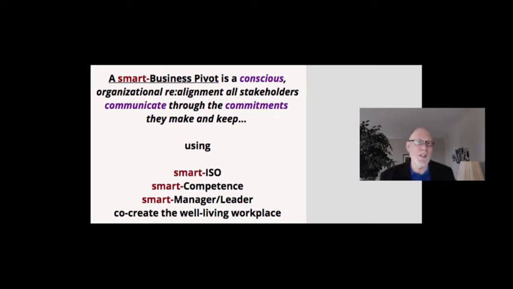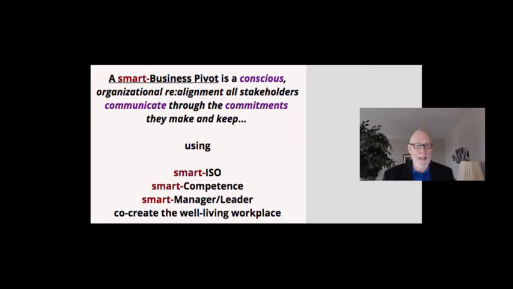Another element of this is the smart manager leader. And to be able to move forward with any business pivot, those who manage and lead need to be smart in the way in which they go about doing it. And one of the ways in which to do that is to help managers and leaders understand what it means to facilitate, what it means to mentor. And in the boldest sense is, how do managers and leaders serve as educators to be able to share with people the insights and ideas and concepts and practices necessary to move through the business pivot.